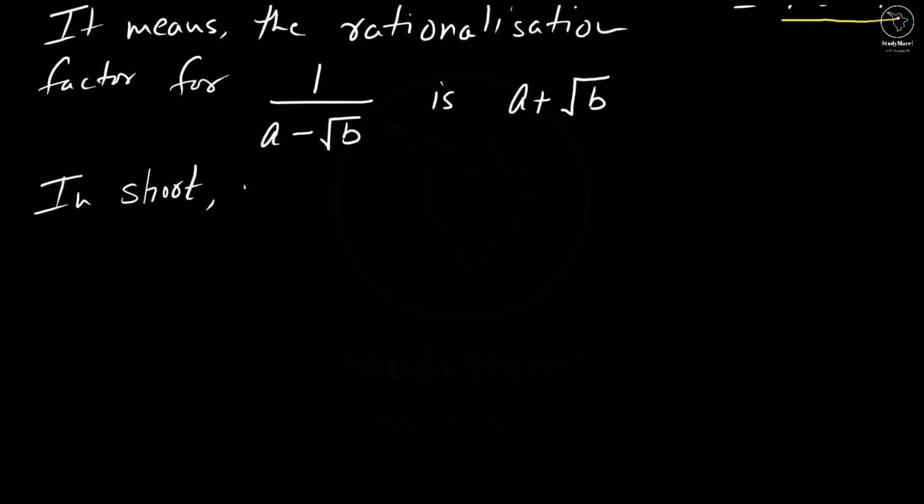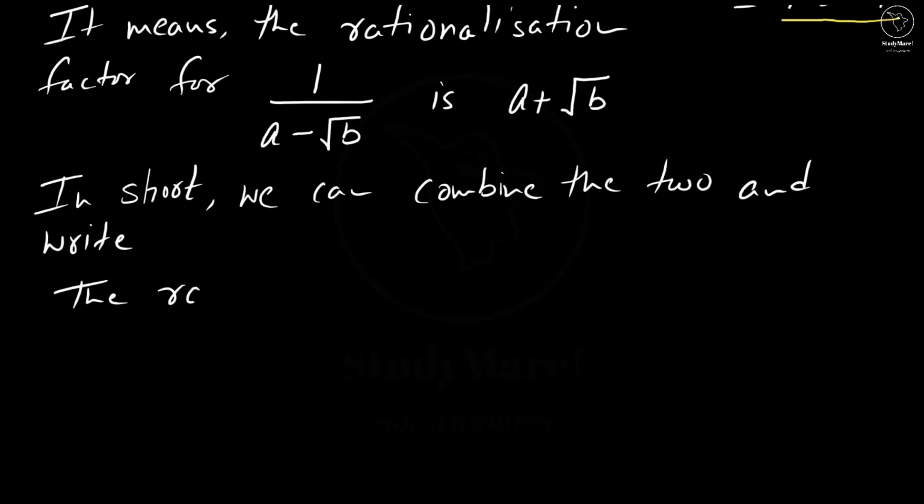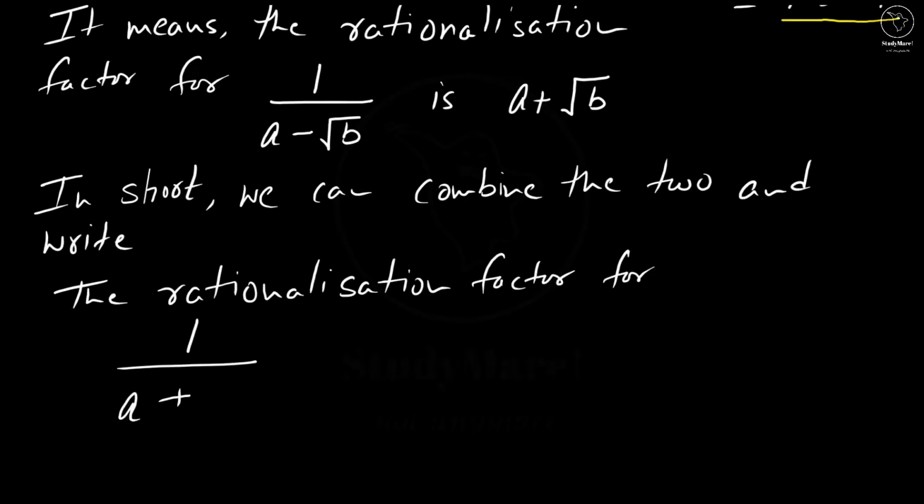In short, we can combine the two and write the rationalization factor for 1 by a plus or minus root b is equal to a minus or plus root b. We can use this formula to easily rationalize the denominator of all the similar numbers.